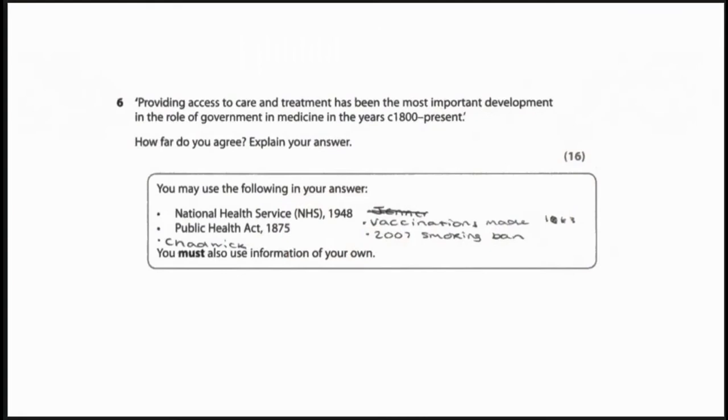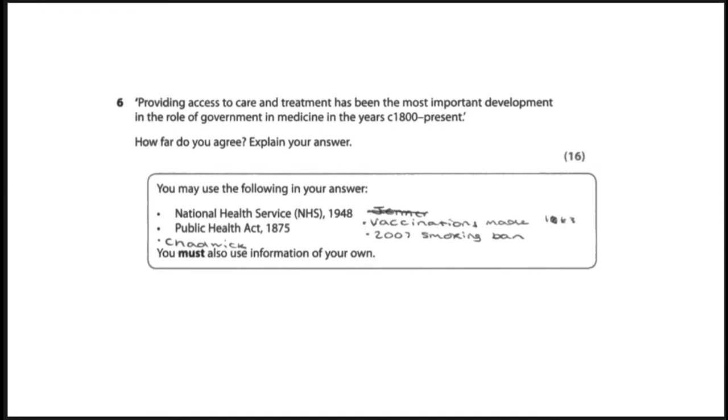Okay, so here we have a 16-mark question from the Medicine Through Time, Paper 1, GCSE. It's phrased like this: Providing access to care and treatment has been the most important development in the role of government in medicine in the years 1800 to the present. How far do you agree? And you can see that we always have a little box of information with 2 bullet points to help us.